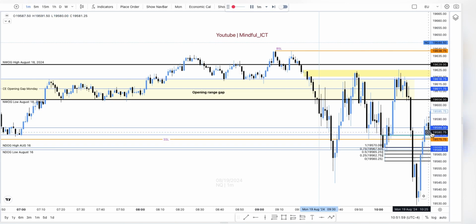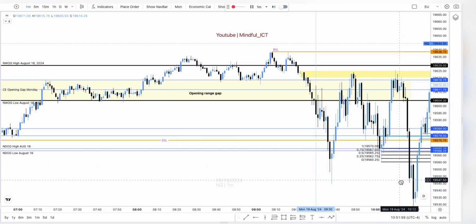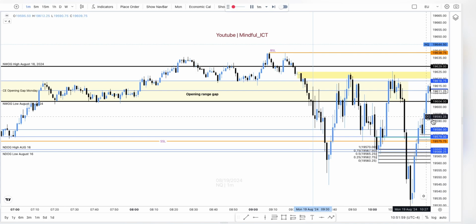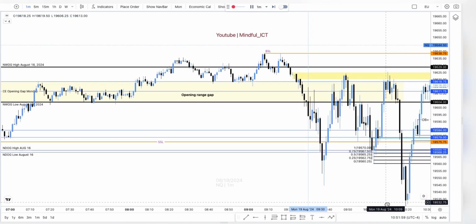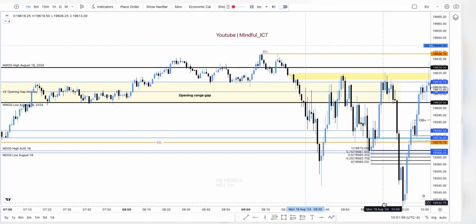At the fair value gap, the price retraced, and a down close candle formed an order block. The next candle opened above it, touched the top wick, then moved upward, breaking the new week opening gap, but fell just short of taking out the buy-side liquidity. This move happened within the context of a silver bullet setup.